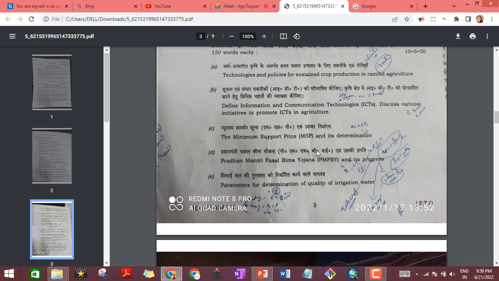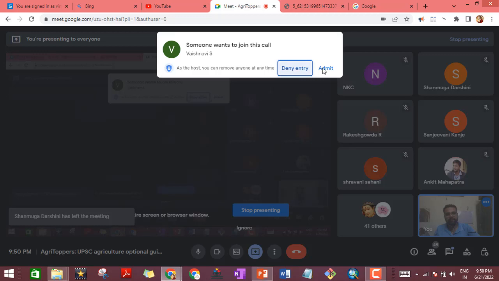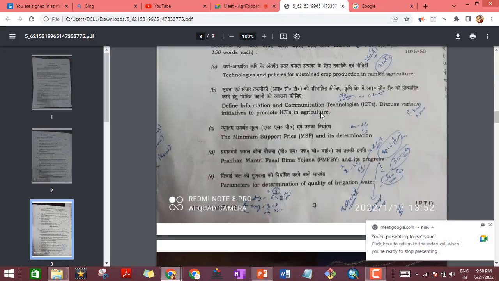And like you see, this Pradhan Mantri Fasal Bima Yojana and its progress they are asking. They are not asking about Pradhan Mantri Fasal Bima Yojana itself. So the thing is, UPSC is asking something different from what we study in university. In university they will ask, what is Pradhan Mantri Fasal Bima Yojana? Here they are asking, what is its progress? What do you mean by progress? We should know. When somebody says its progress, it means how it was earlier and how it is now.